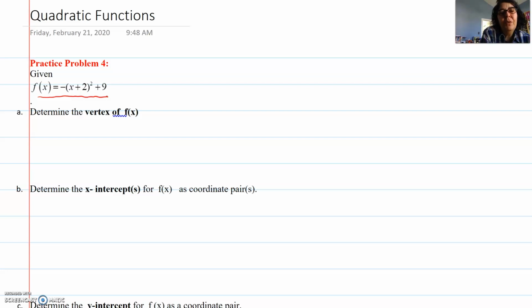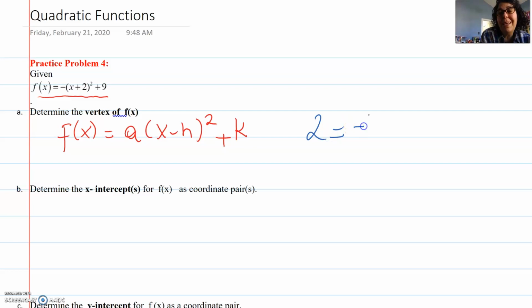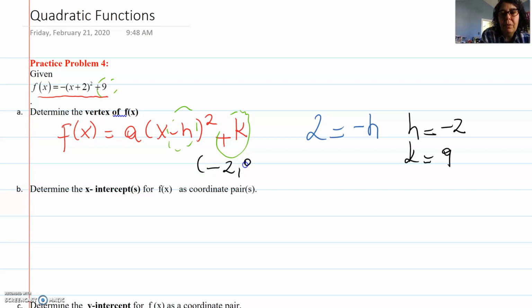All right. So the first question is determine the vertex of f of x. So we know that by heart at this point. I'm hoping this is the vertex form, or we call it transformation form, of the quadratic function. So what do we see here? Plus 2. So then plus 2 will be equal to negative h. That's the part that you need to be careful. So then h will be equal to negative 2 and k will be equal to 9, so you can take it as is. So the vertex will be at negative 2, 9.